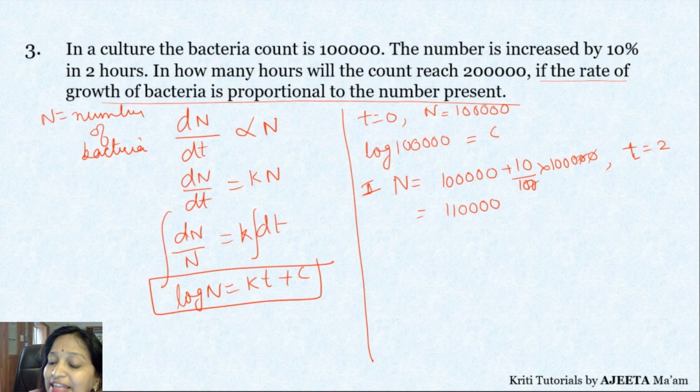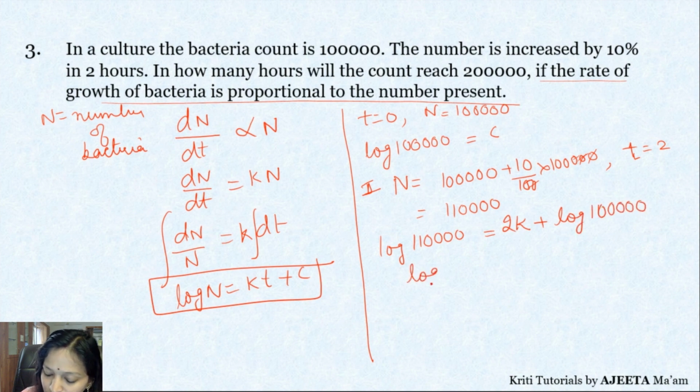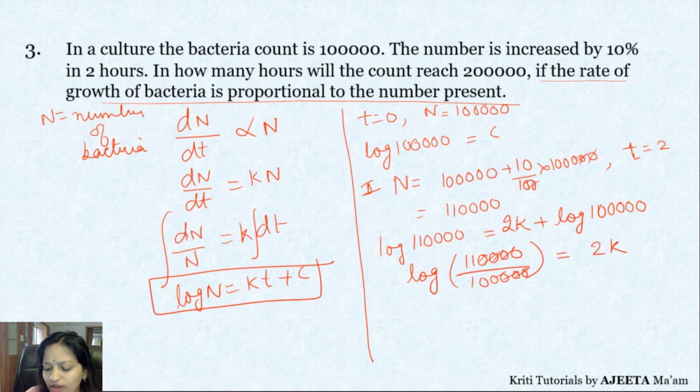But before that, we have to find K and C. So log 1 lakh 10,000 will be equal to k times 2 plus log 1 lakh. Again, you use the property, take the terms 1 lakh 10,000 upon 1 lakh, so 11 by 10. Leave it as it is. It equals 2k. So you will get k as 1 upon 2 log of 11 by 10. Now the value of k and the value of c are done.